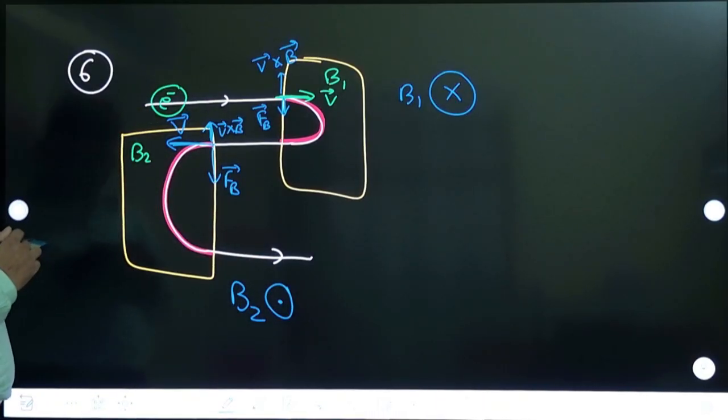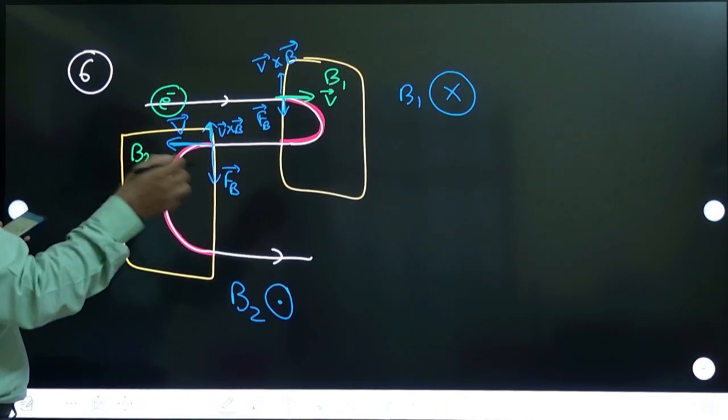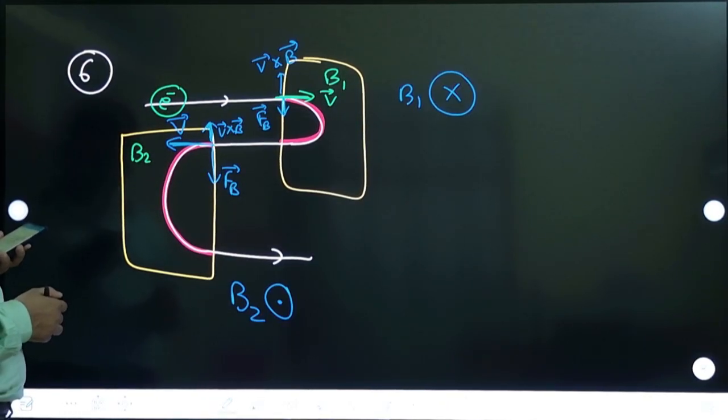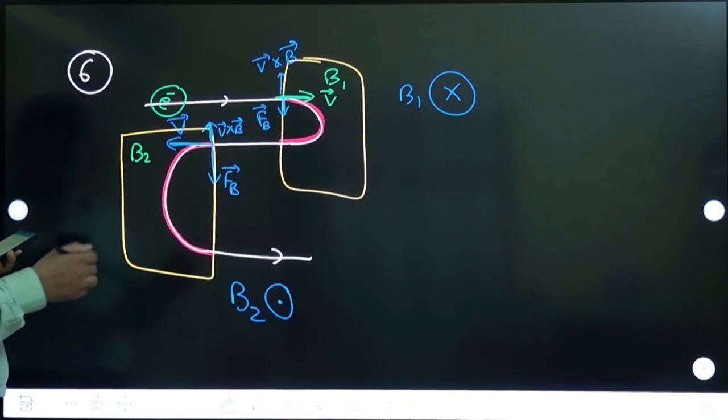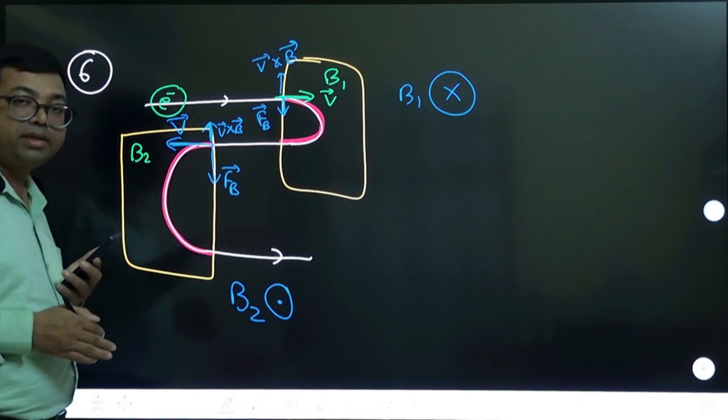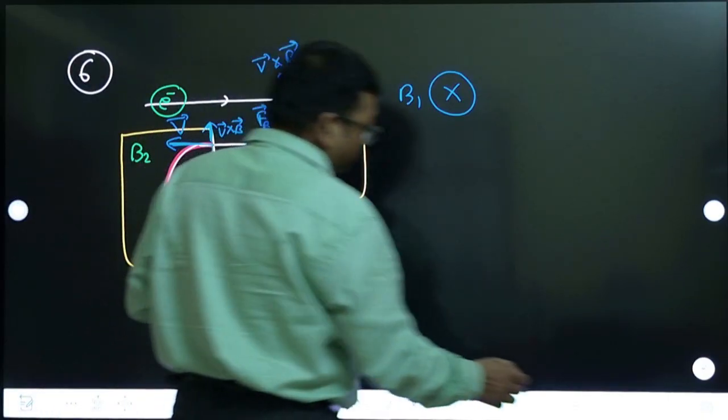Let us check the options. B1 is into the page and B2 is out of the page. So that option is correct. Option C is the right answer, right? Let us go to the next question, question number 7.